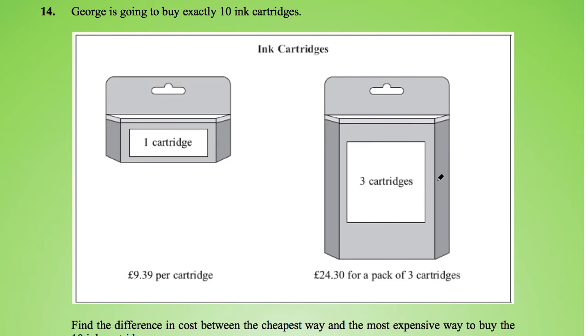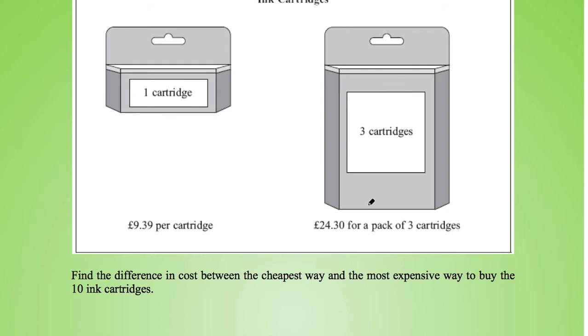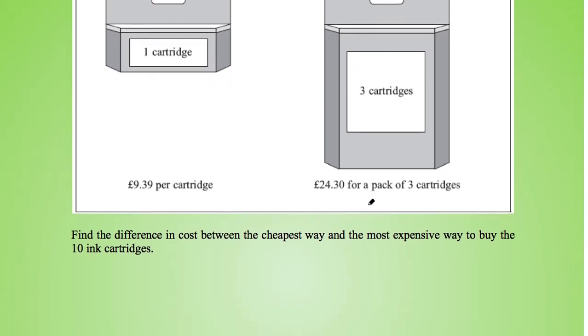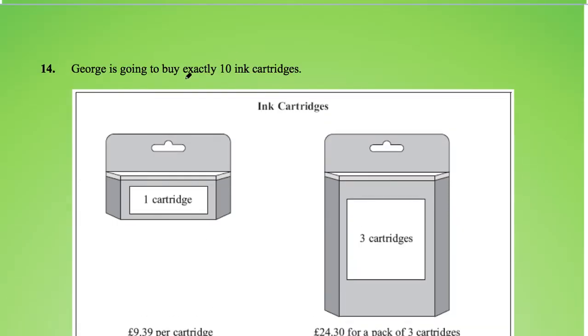Question 14. George is going to buy exactly 10 ink cartridges. One cartridge costs £9.39 per cartridge, but if you get them in packs of 3, they cost £24.30 for a pack of 3 cartridges. Find the difference in cost between the cheapest way and the most expensive way to buy the 10 ink cartridges. So, different ways to buy 10. Make sure you read it's exactly 10. So he's not going to end up with more than 10.